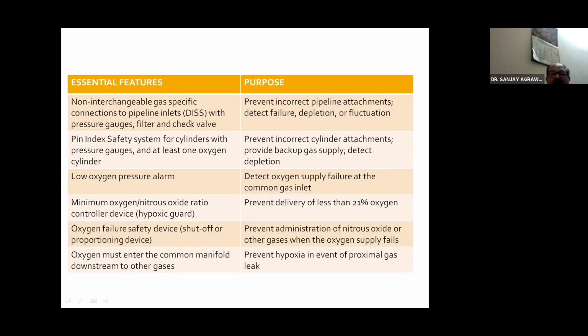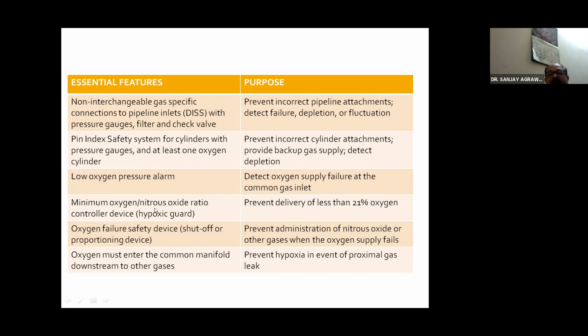Non-interchange, as I have already told, the essential devices are the connection of pipeline gas index, that is the DISS, which is very important, and it prevents incorrect pipeline attachment, detects failure, depletion, or fluctuation. Pin index system for the cylinders with pressure gauges prevents incorrect cylinder attachment and provides backup gas supply if there is a failure in the pipeline system. Low oxygen pressure alarm detects oxygen supply failure at the common gas outlet.